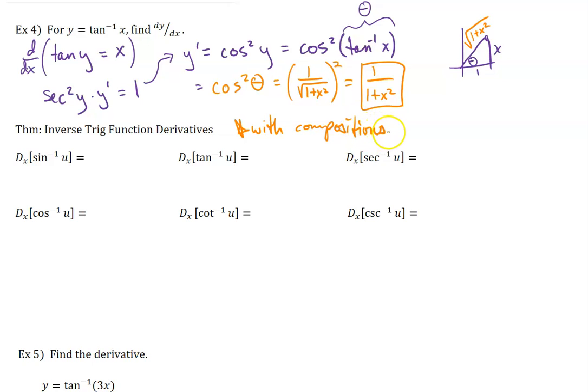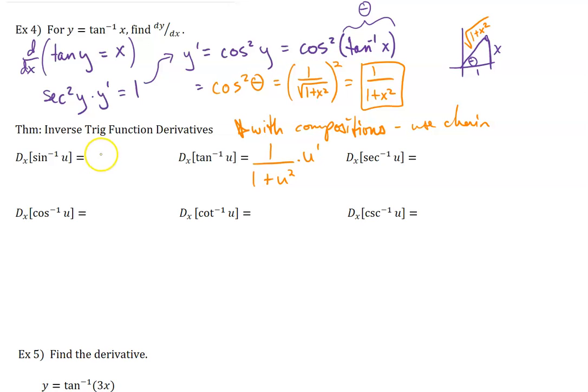or potentially with compositions, meaning we're using the chain rule. And chain rule just means that after we take the derivative of the outside function, which for each of these is the inverse trig function, we will then multiply by u prime. All right, so tangent inverse, we already have that derivative. That's the one we developed. So now I'm going to write this in terms of u, so 1 over 1 plus u squared times u prime.